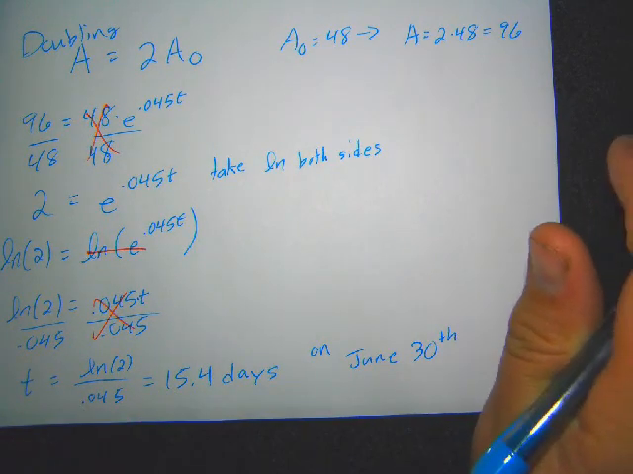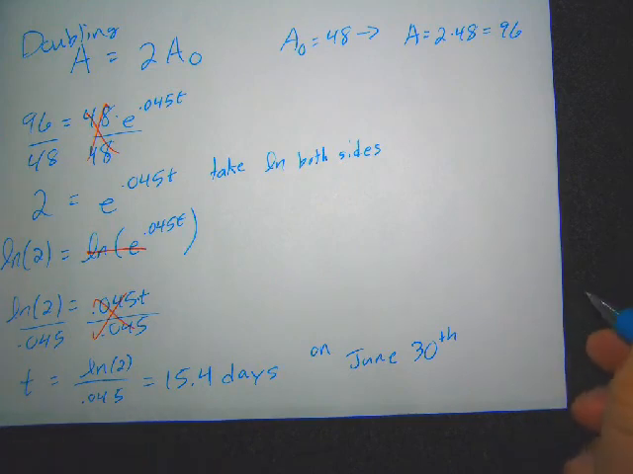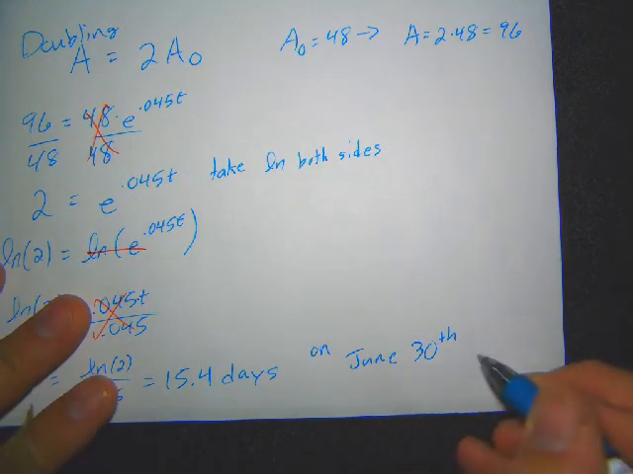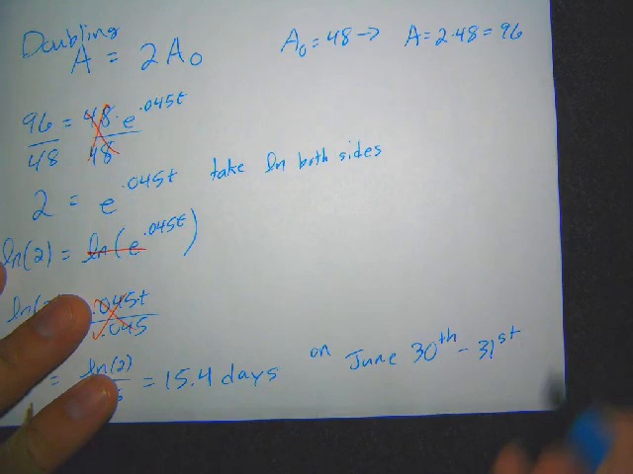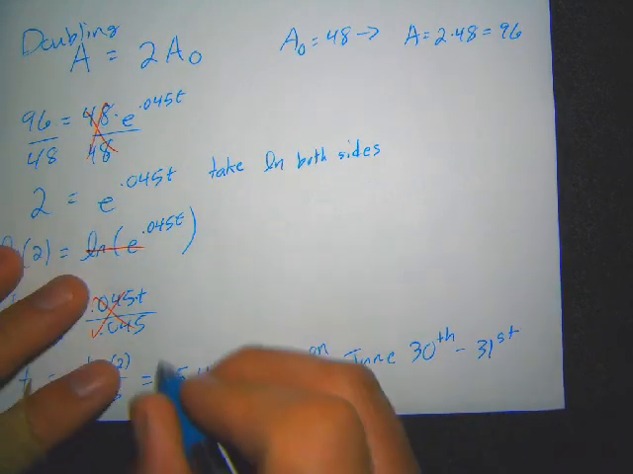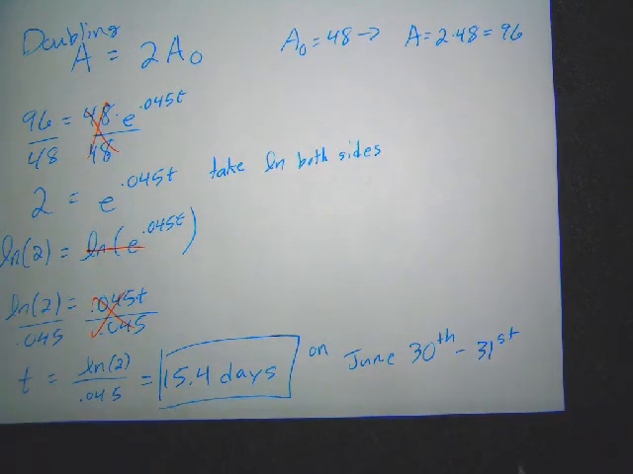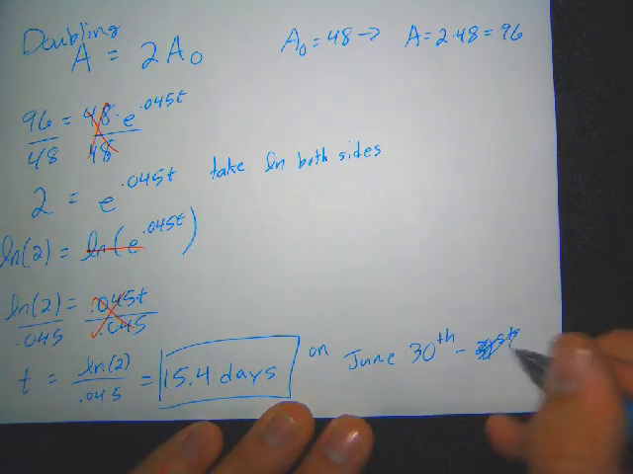So somewhere between the 30th and 31st. But they were just asking for how long, so we don't have to worry about the exact date. But we'll know that towards the end of the month. I hope there's 30 days in June. Oh, there's only 30. July 1st.